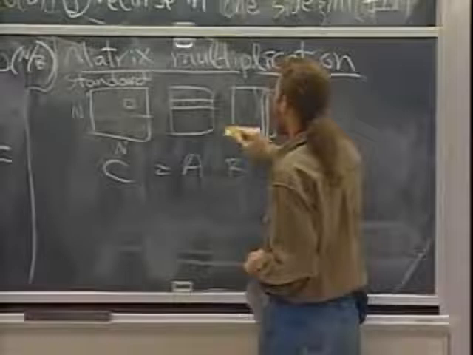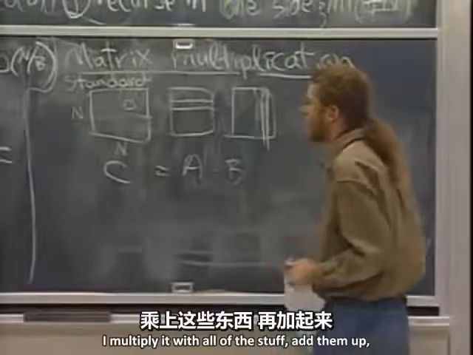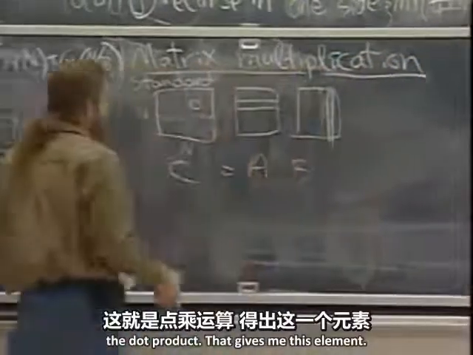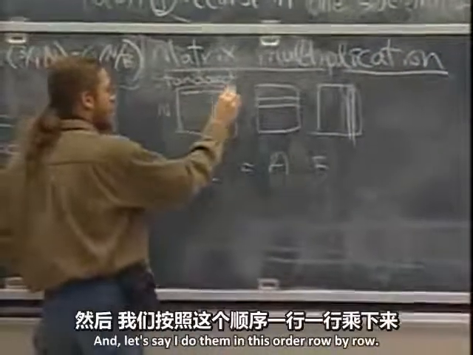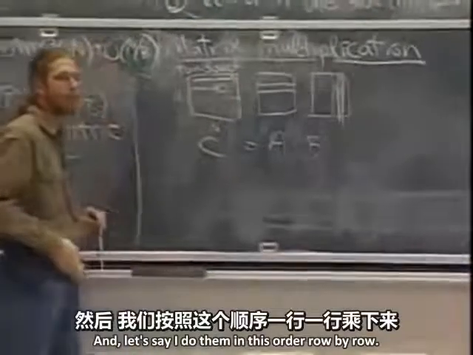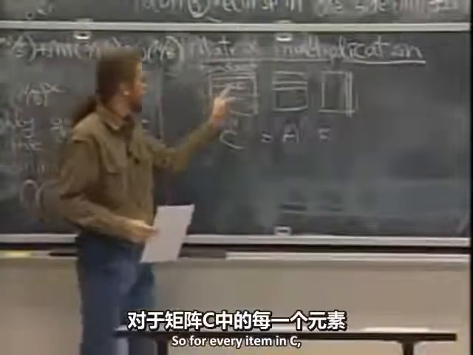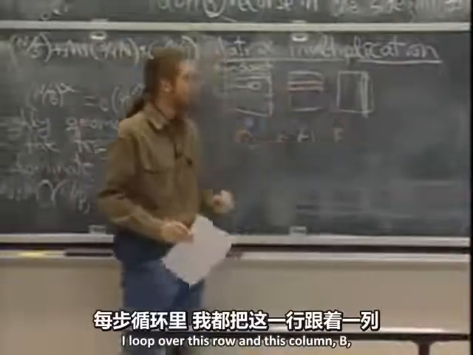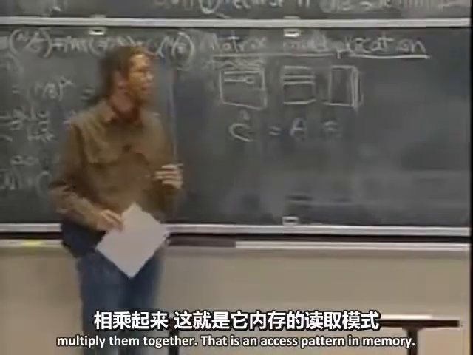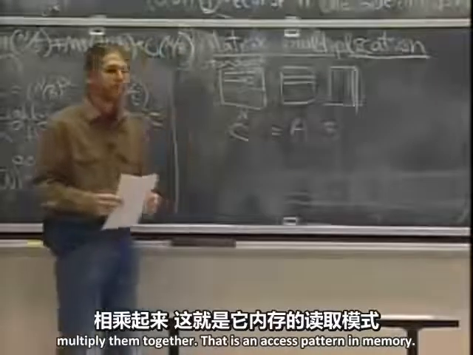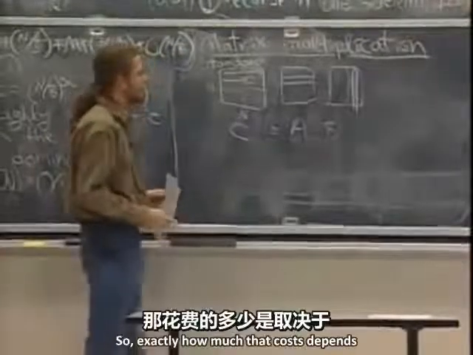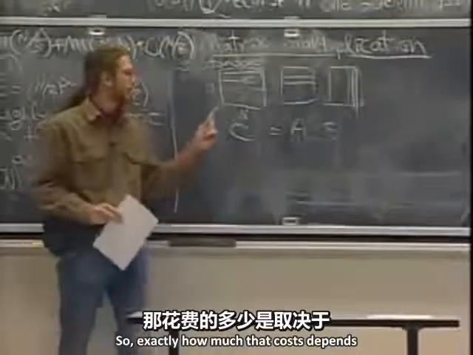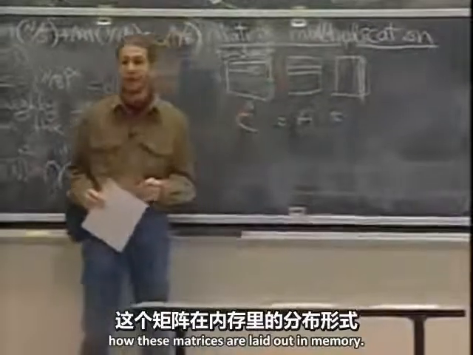So I take all of this stuff, I multiply it with all of this stuff, add them up, the dot product. That gives me this element. And let's say I do them in this order, row by row. So for every item in C, I loop over this row and this column of B, multiply them together. That is an access pattern in memory. So exactly how much that costs depends on how these matrices are laid out in memory.